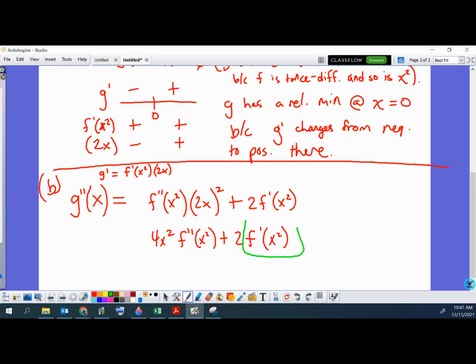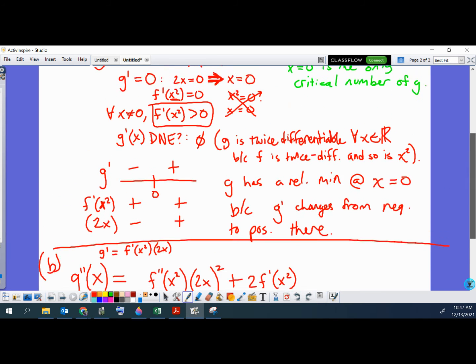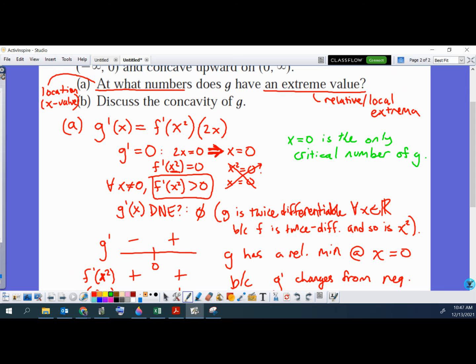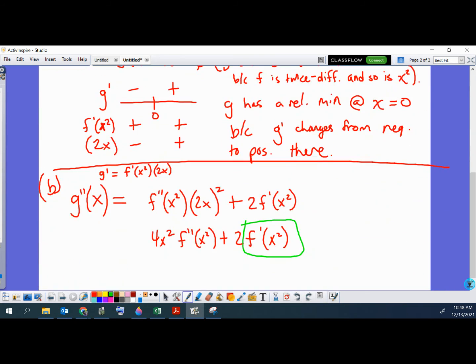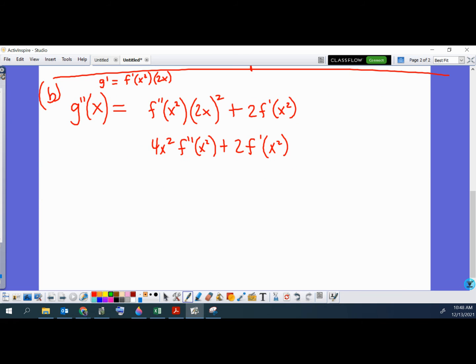So what do we know about f prime? Well, we talked about this already. We were told that f prime is greater than 0 for all x not equal to 0, right? So that's still true. So this part's always positive except at 0. So 0 might still be a thing. Let's go ahead and start a sign chart just to think about this.